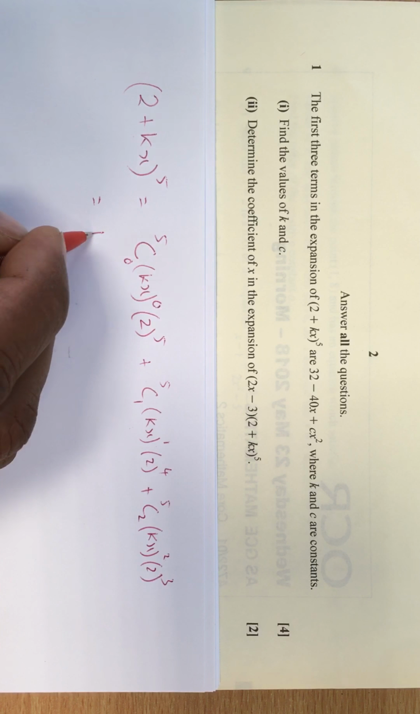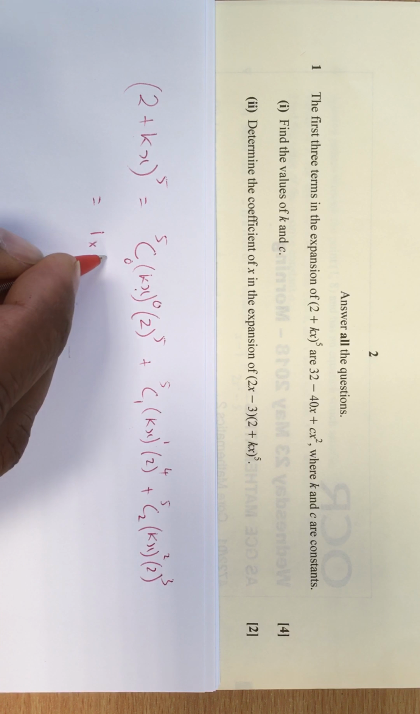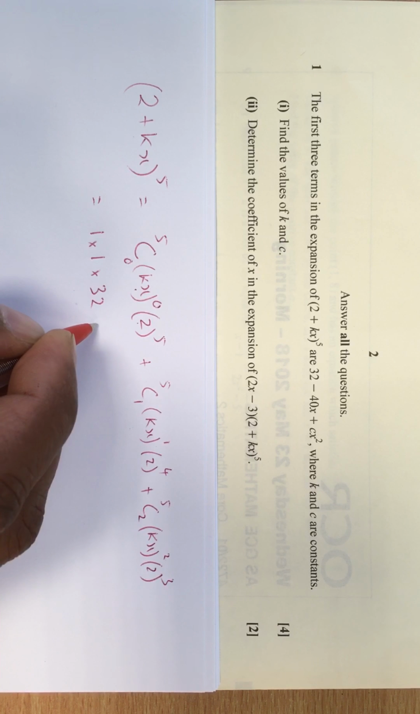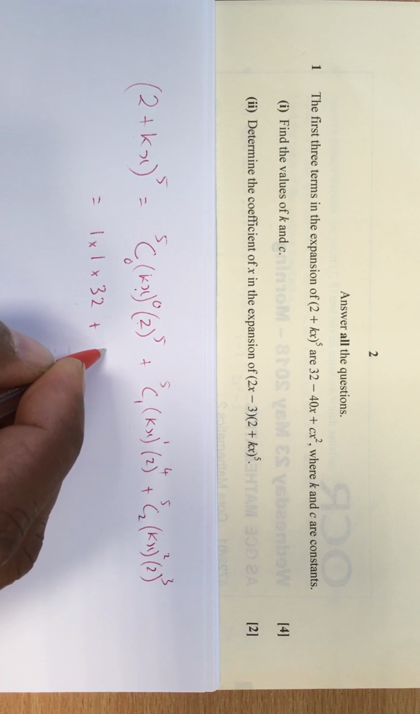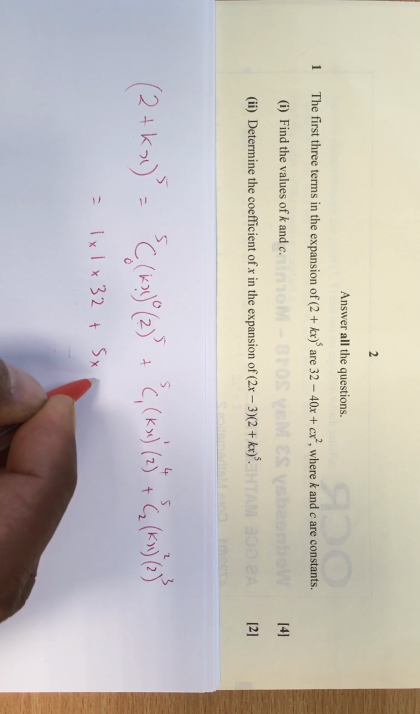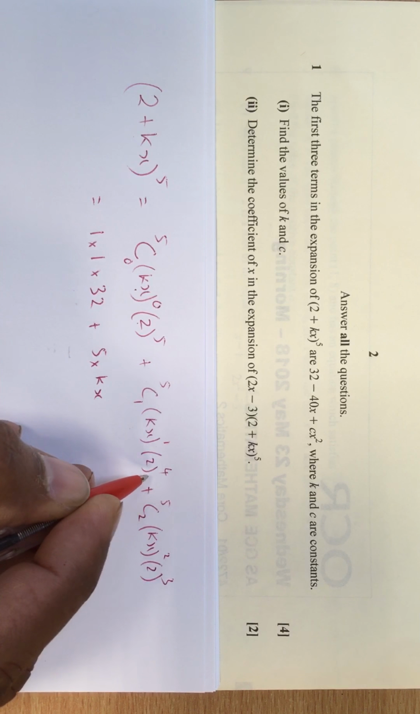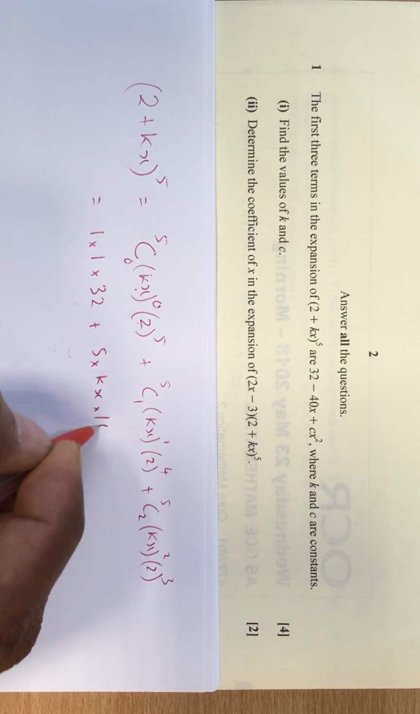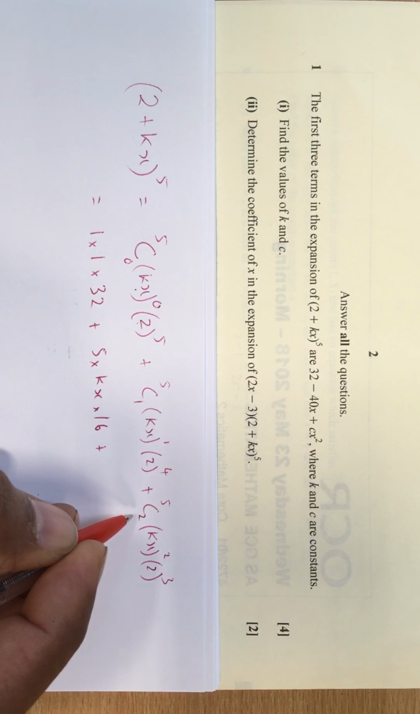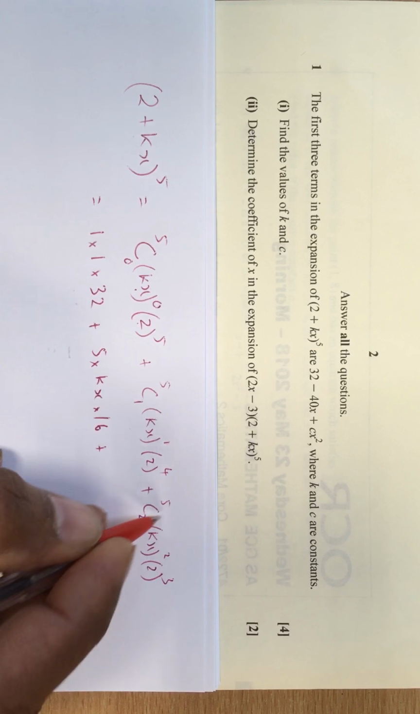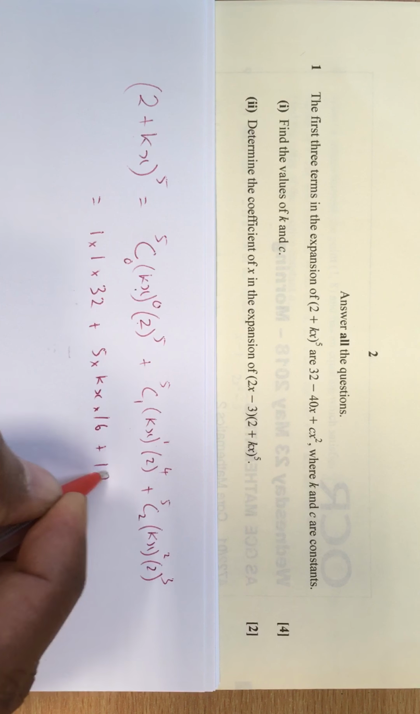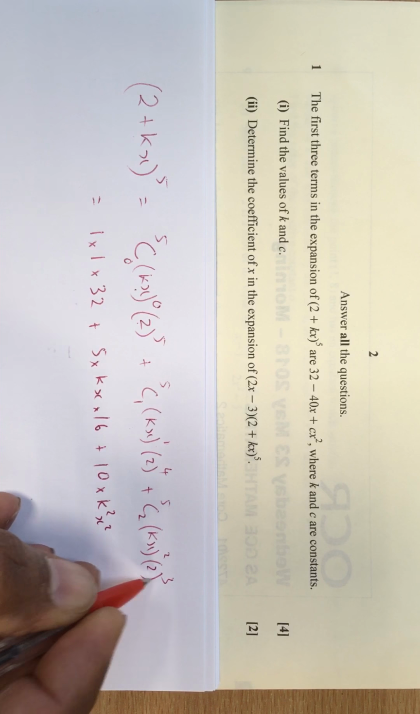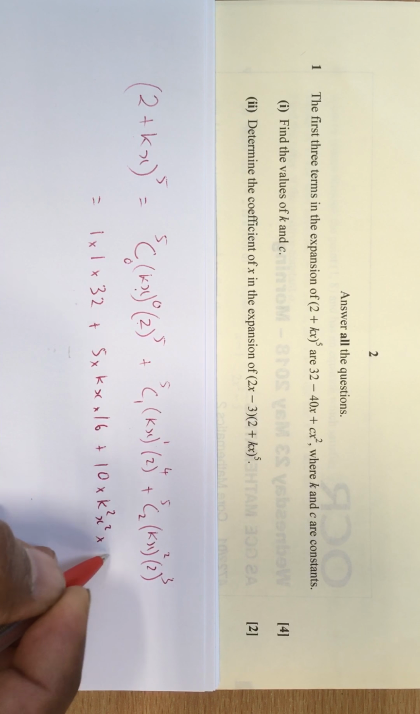That's going to be just 1. That's going to be also 1, anything to the power of 0 is 1. And 2 to the power of 5 is 32. Next one, 5 choose 1 is 5. Anything to the power of 1 is itself. 2 to the power of 4 is 2 times 2 is 4, times 2 is 8, times 2 is 16. Okay, and the third term, 5 choose 2 is 10, and you can do that simply on the calculator, multiplied by, now this is all being squared, so k is squared and x is squared, and 2 to the power of 3, 2 cubed is 8.